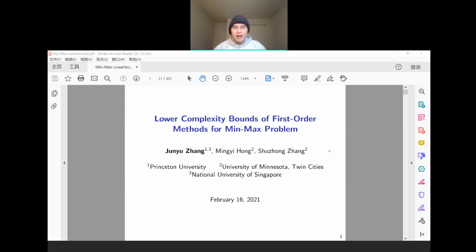Hello everyone. Our topic today will be the lower complexity bound for the first order methods in solving the minimax problem. This is joint work with Professor Mingyi Hong and Professor Shuzhong Zhang at the University of Minnesota.